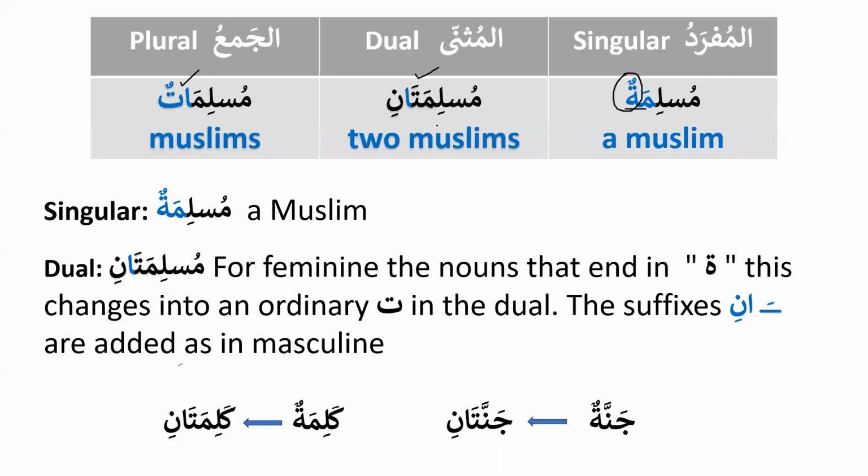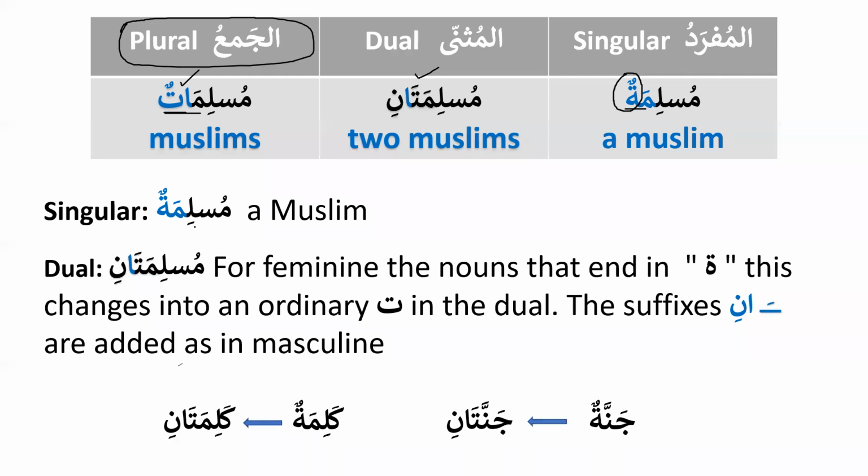The dual is muslimatani, similar to the dual for the masculine, ani. So we have the ani sound here and we had the ani sound over there. However, the plural is different from the masculine. In the masculine, we had the una sound, but here we have the aton sound. What's the sound? Aton. So for the masculine, the sound was una, and for the feminine, the sound is aton. So we have muslimatun, muslimatani, muslimatun.